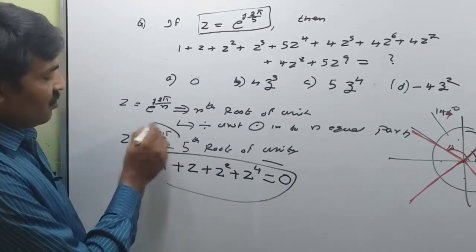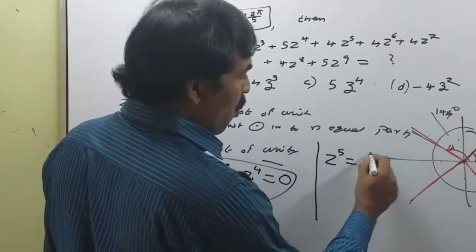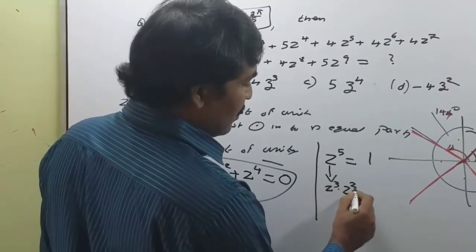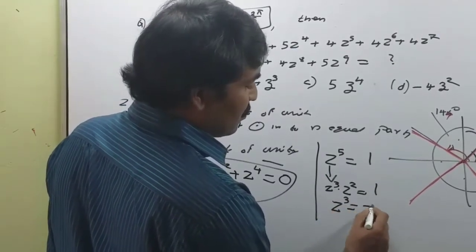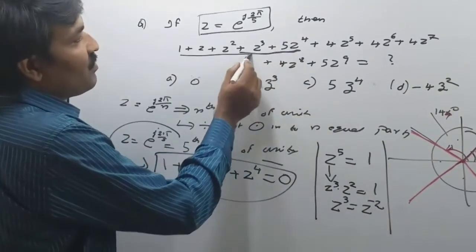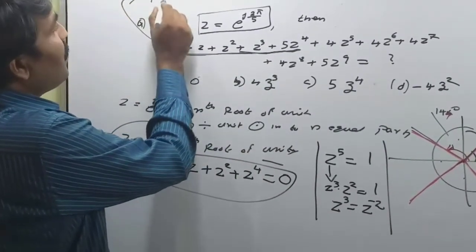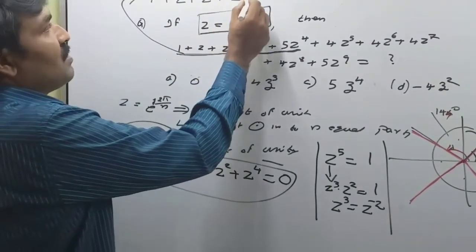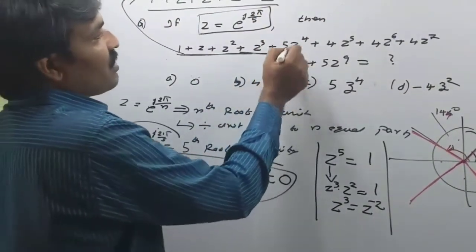Since this is the fifth root of unity, z raised to 5 is equal to 1. This means z cube into z square is equal to 1, or we can write z cube is equal to z raised to minus 2. From this term, we can write this as 1 plus z square plus z cube plus z raised to 4. So z raised to 4 is remaining here.